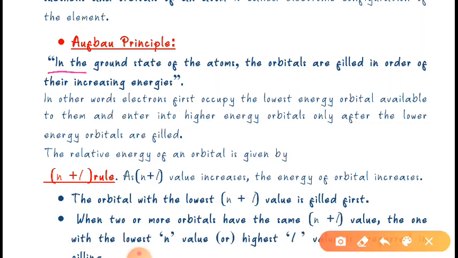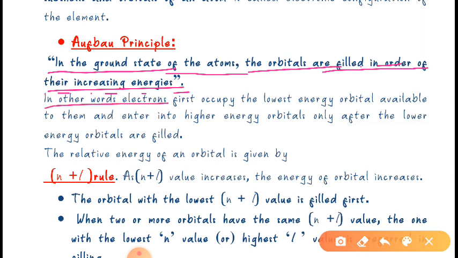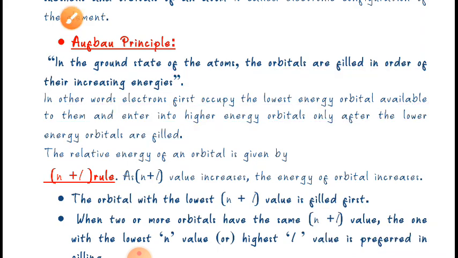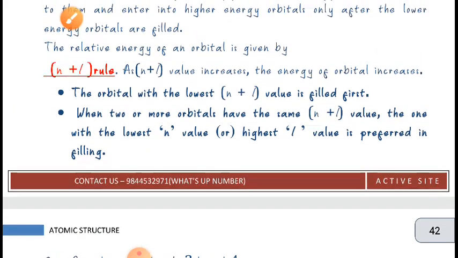He says that in the ground state of an atom, the orbitals are filled in order of their increasing energy. In other words, electrons first occupy the lower energy orbitals available to them, and enter the higher energy orbitals only after the lower energy orbitals are filled. Some examples are given, as you can see here.